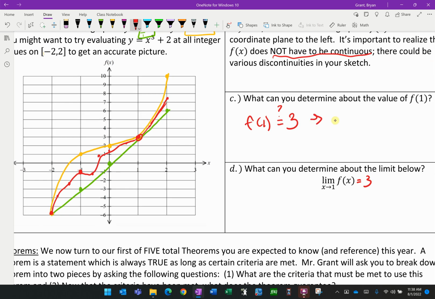So we'll make a note up here that f does not have to be continuous. So we kind of have two options at f of 1 equals 3. Either it does equal 3 or it doesn't exist. Those are your two options, but those are pretty different, right? Either you get 3 or the answer doesn't exist. However, I am very confident that the limit equals 3.